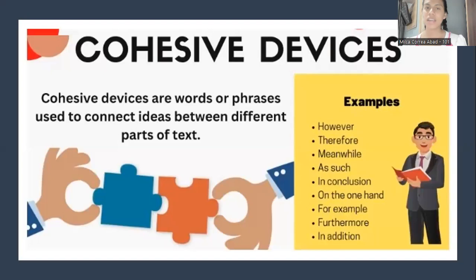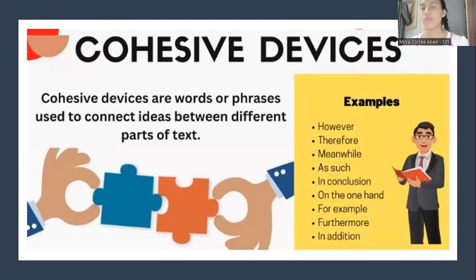To summarize the information I have explained, I want to say that cohesive devices can be words or phrases used to connect ideas between different parts of the text. They are always useful to help us clarify and organize when we are writing in this type of academic writing. When we are writing an essay, they can be part of the text. We don't need to add too much.